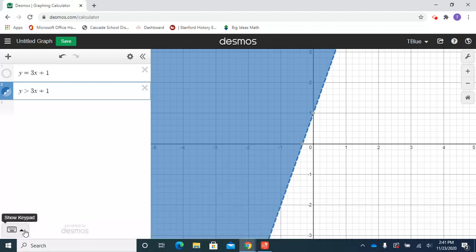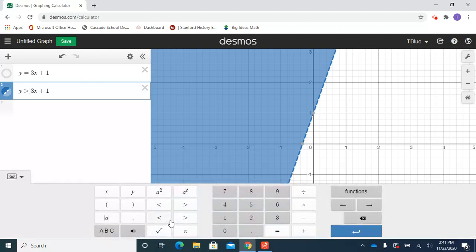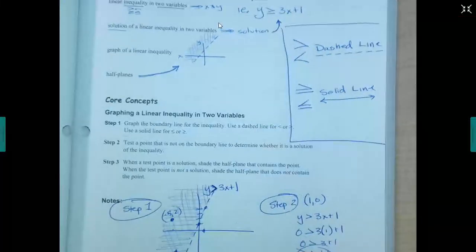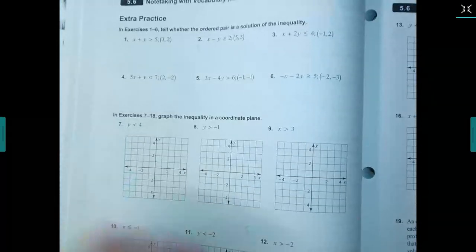And if you need to put that in the Desmos calculator, come over here to the little keyboard, pop it up, and there's your less than, greater than, less than or equal to, greater than or equal to. Okay. So, let's get into some of our homeworks.